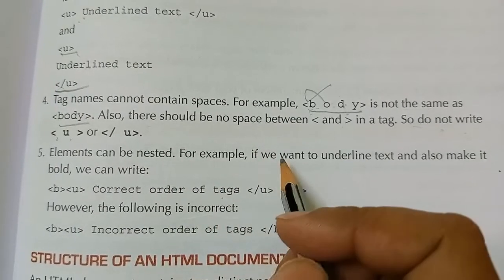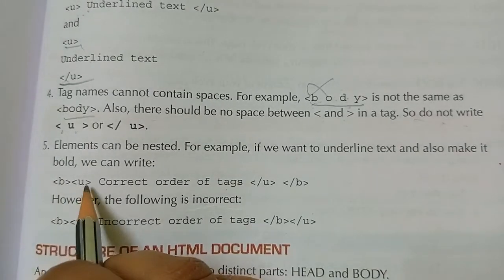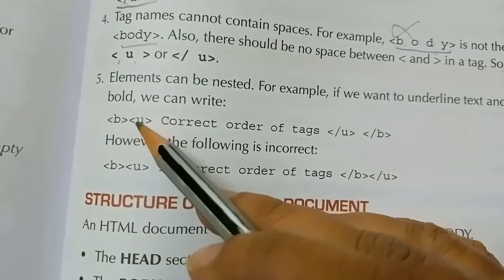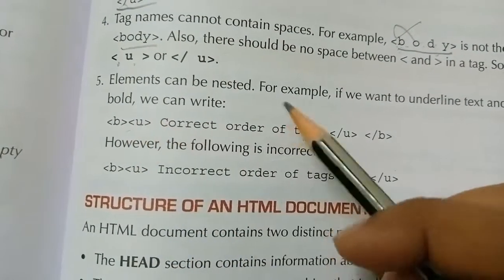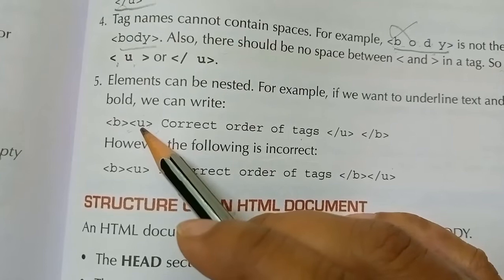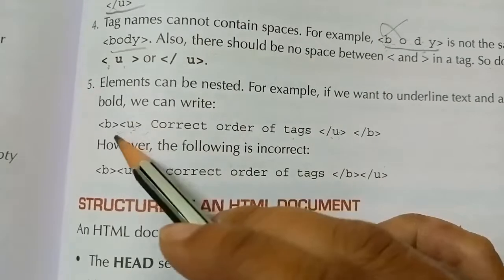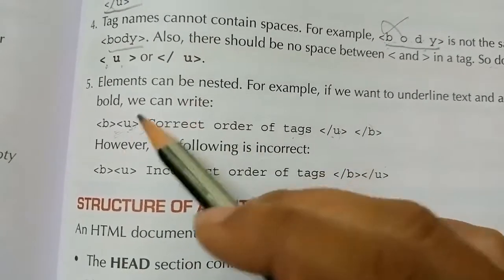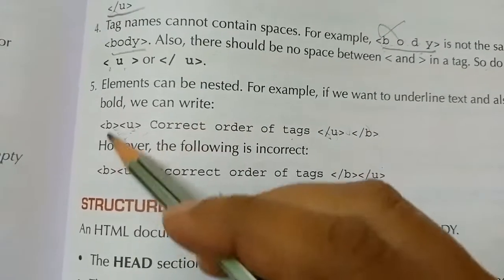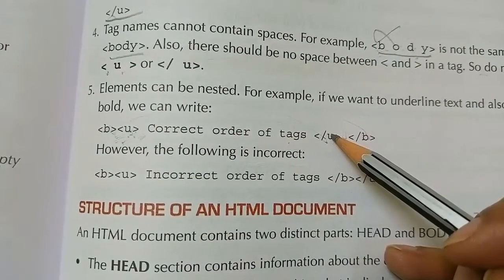Then number five: elements can be nested. For example, if you want to underline text and also make it bold, we can write like this. That means one tag can be used inside another tag. This is the bold tag, this is the underline tag. You are using the underline tag inside the bold tag. Whatever is inside, you have to close the inside part first. So the underline tag is closed first, and after that the bold tag is closed. Whenever you open any tag, you have to close it with the slash sign. The bold tag is opened here and closed here; the underline tag is opened here and closed in this way.